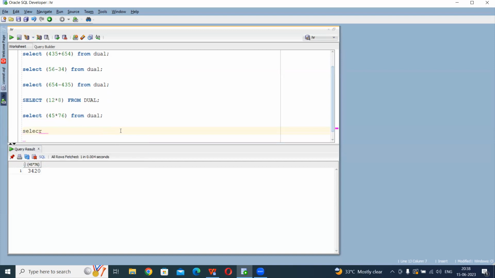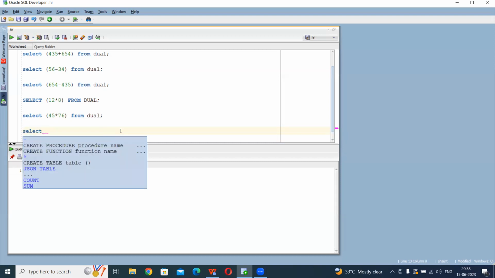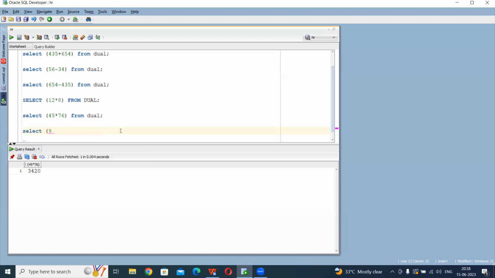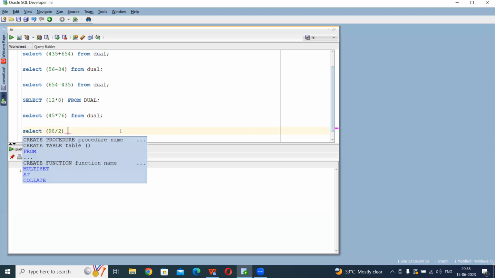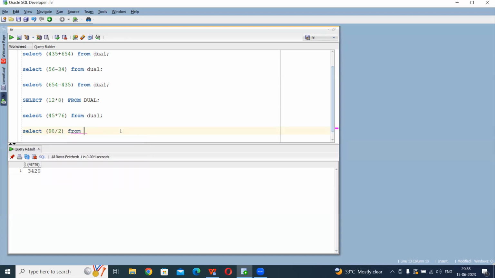So I have written my query starting with the select keyword. After select, I have opened a parenthesis. Now I wanted to perform division between 98 and 2, so I have written 98 by 2. After that, I have mentioned the from clause. After mentioning the from clause, I have given my table name as dual and I have terminated my query with a simple semicolon. So now let me run the query, guys.